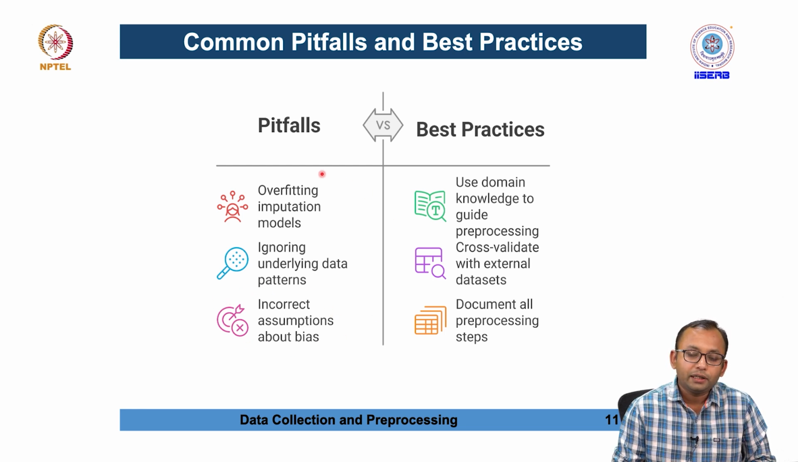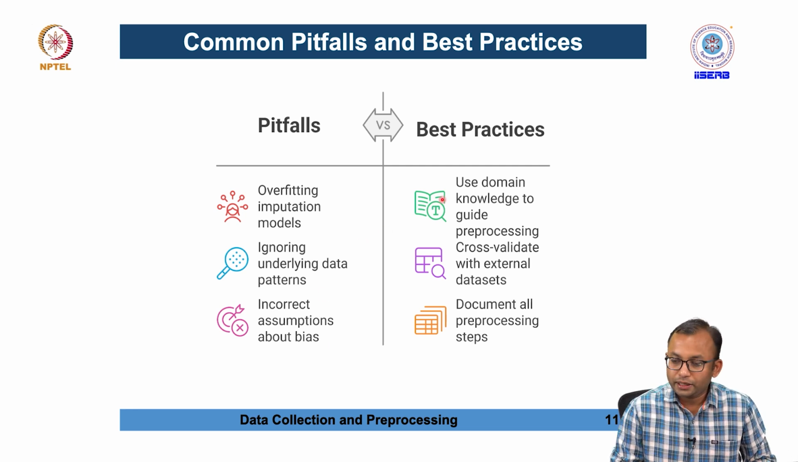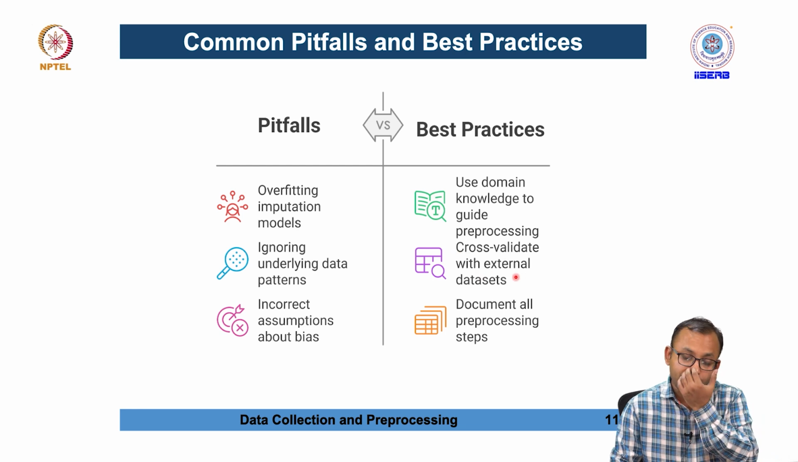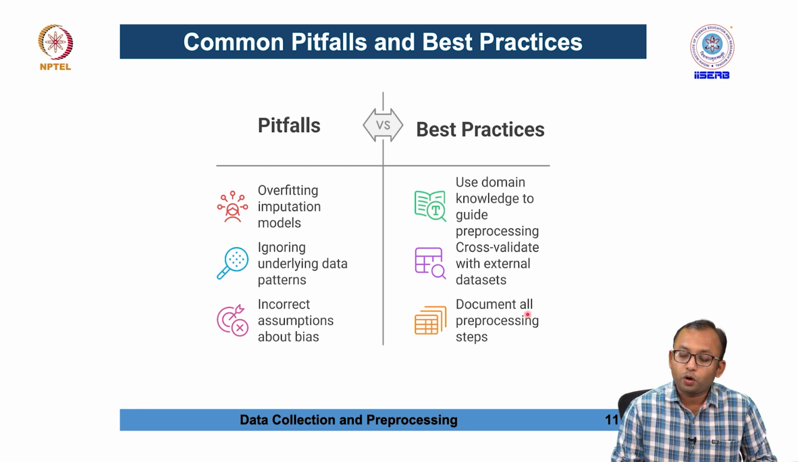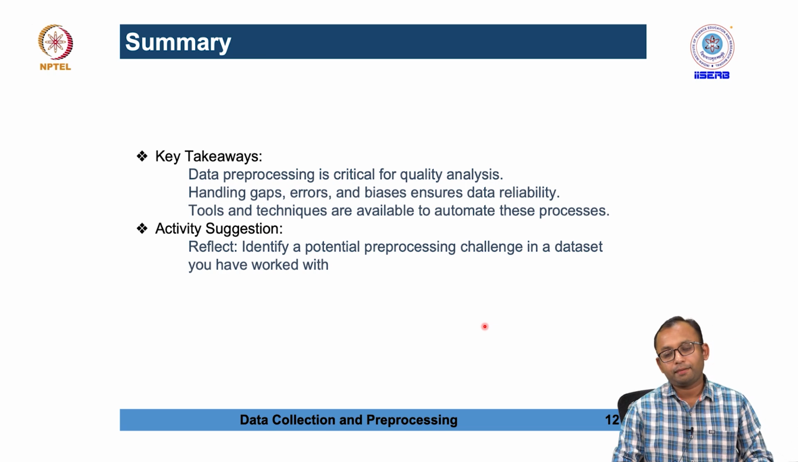So, the better thing is we have to think about all these limitations associated with the model when we are applying different algorithms to correct the data set. The best practice is to use domain knowledge to guide pre-processing of the data set. We also have to cross validate with external data sets, and we have to document all our pre-processing steps so that we can identify at which step we have made some errors or uncertainties.